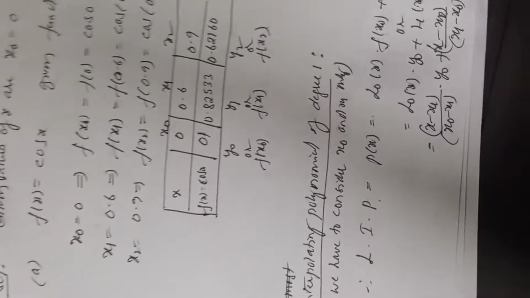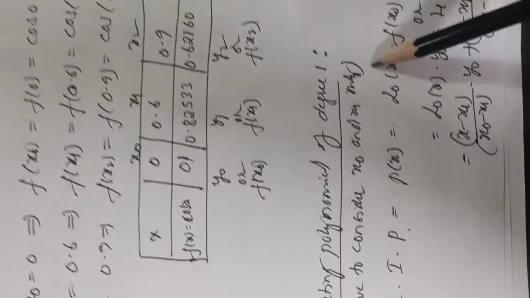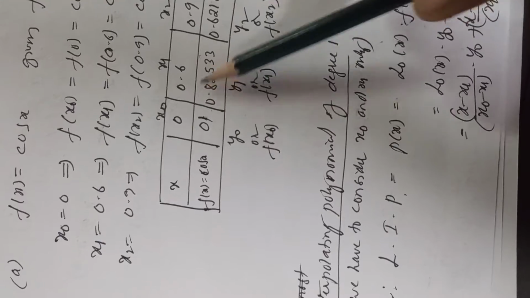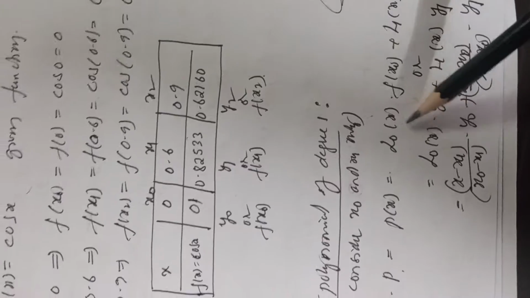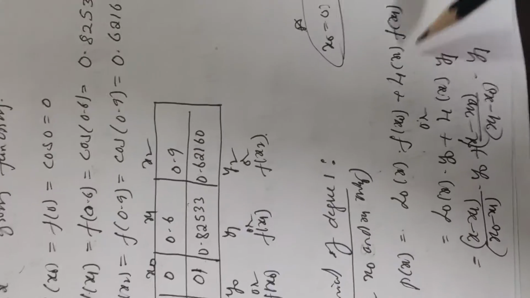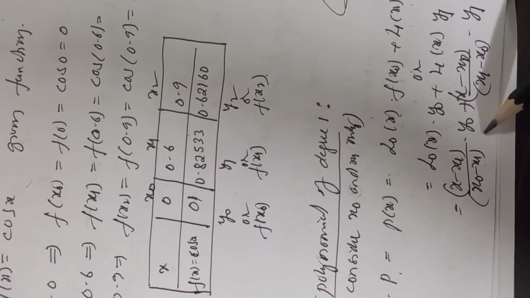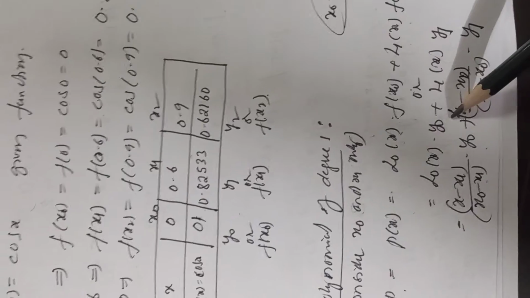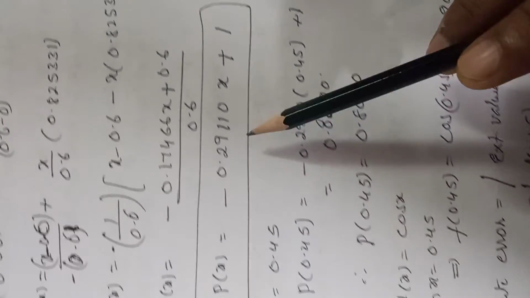Lagrange's interpolating polynomial of degree at most 1, we have to write. Right. At most 1 means what we have to do? We have to consider only two values. We have to consider x0 and x1 only. Right? And based on these two values we have to find the polynomial. Now we wrote the polynomial. P of x is equal to, standard form is L0 of x, f of x0, plus L1 of x, f of x1. What is L0 of x? X minus x1 by x0 minus x1. F of x0 or y0 you can write. F of x1 or y1 you can write. Right? Now we are substituting those values. We got P of x is equal to this much. Right?